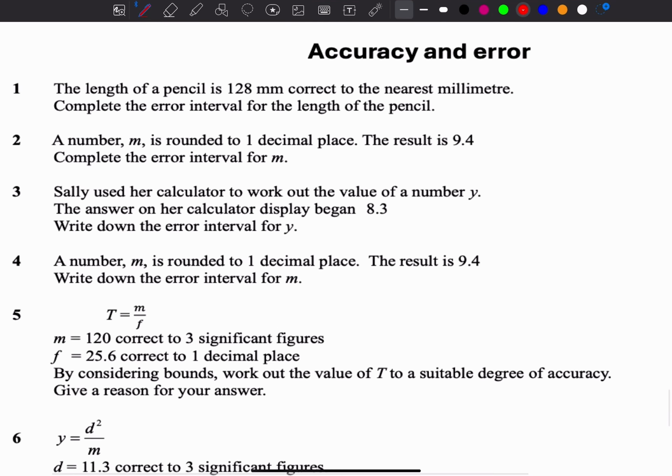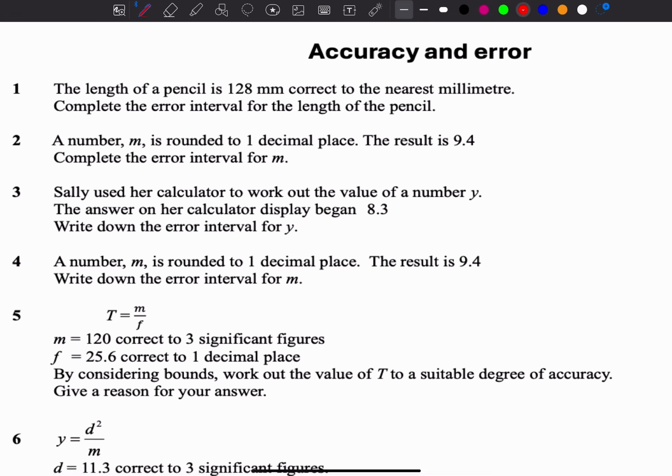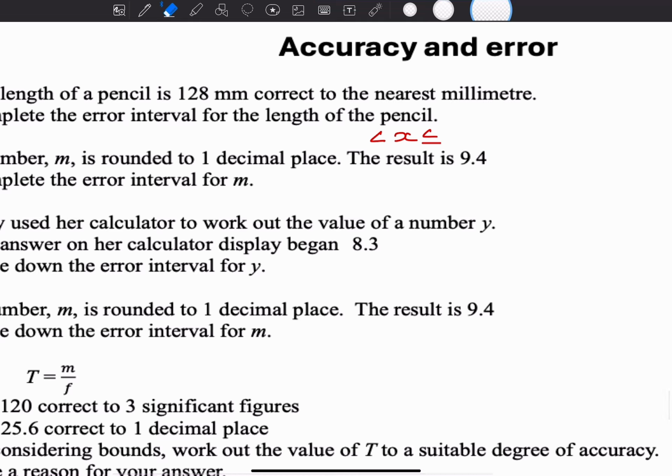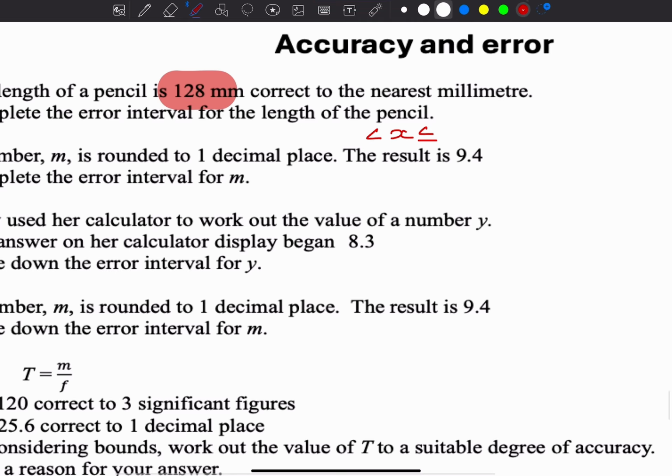Okay, let's see. Complete the error interval. They haven't told me a letter for it actually. So let's call it x then. X is greater than or equal to, less than. So this is the sign, remember. 128. If it's 128, what is it then? 127.5. 128.5. Sorry, it's the other way. The sign. Come on. That's the sign. There you go.